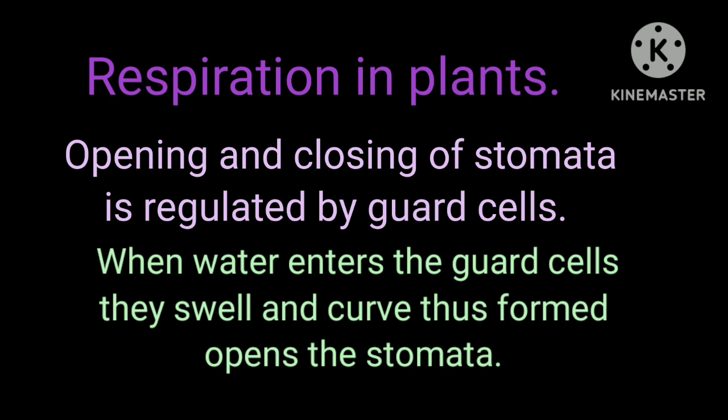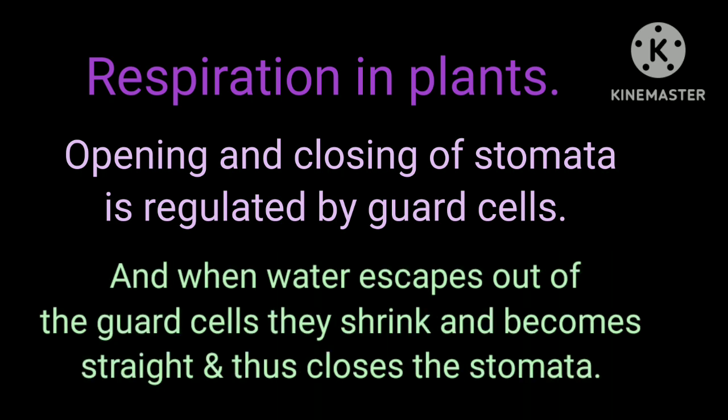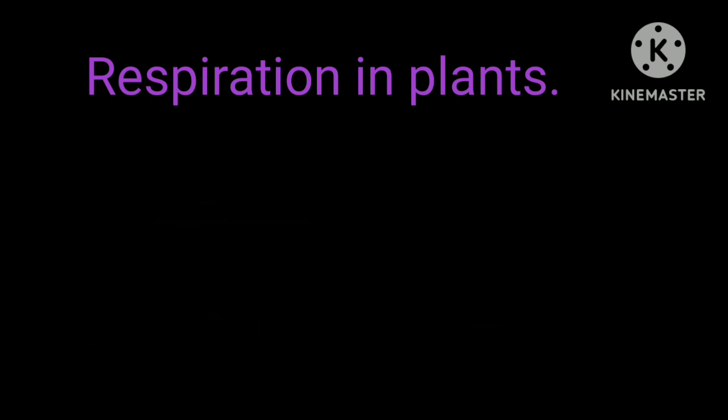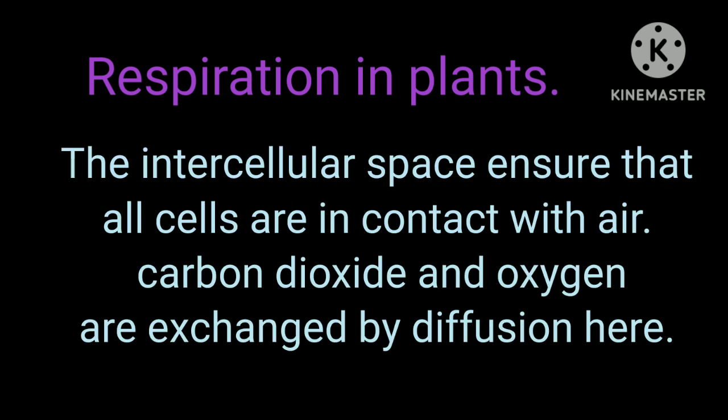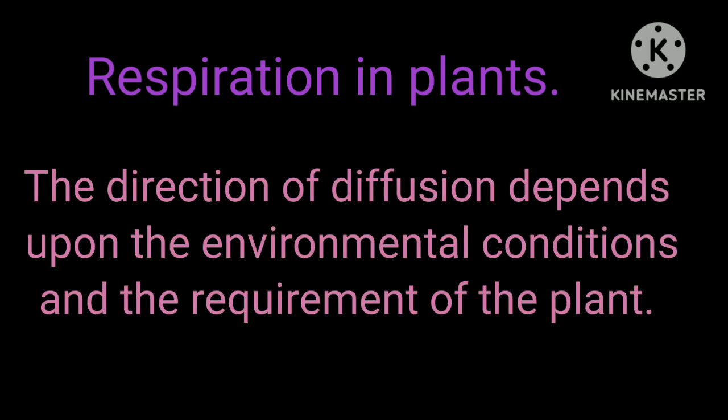When water enters the guard cells, they swell and curve, and thus open the stomata. And when water escapes out of the guard cells, they shrink and become straight, and thus close the stomata. The intercellular space ensures that all cells are in contact with air. Carbon dioxide and oxygen are exchanged by diffusion here. The direction of diffusion depends upon the environmental condition and the requirement of the plant.